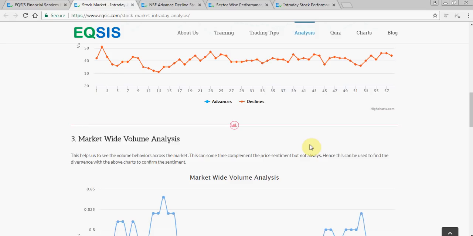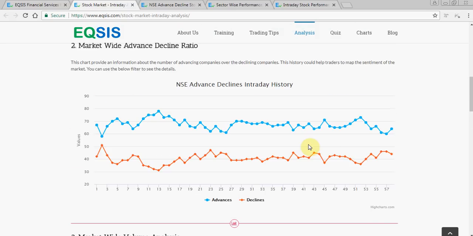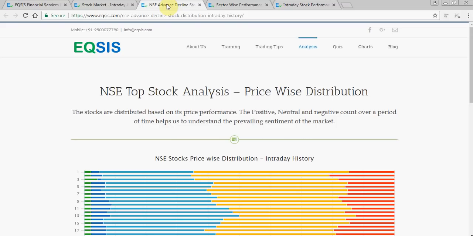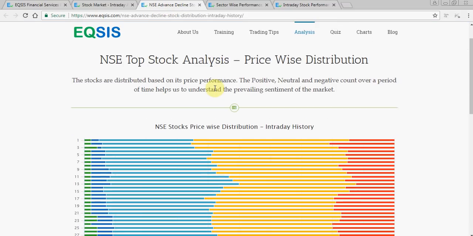If you get a clear conviction, there is no divergence, things are moving along, and the trends are very positive or very negative, then by keeping that in your mind, you can go to the next thing, which is called sector-wise performance. But I'll give you one more thing, which is again very interesting for you to track market sentiment. I'll tell you what it is.